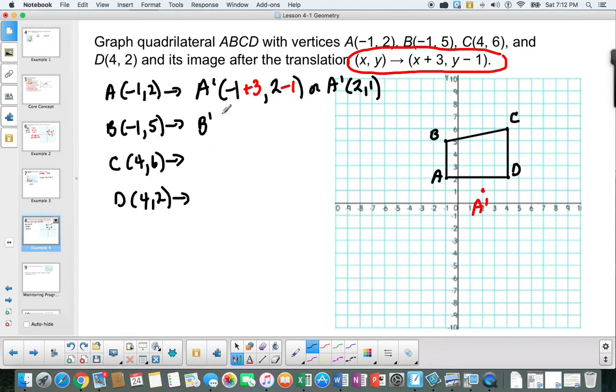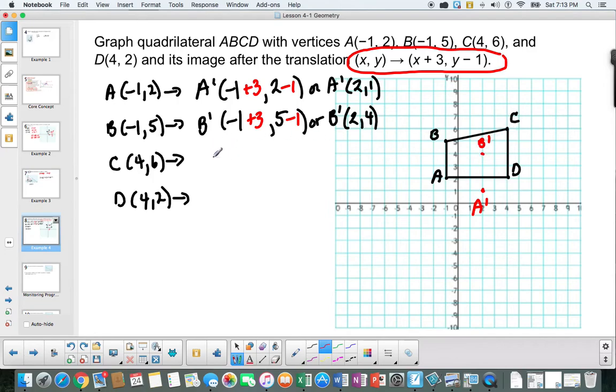B prime, I'm going to take -1. I'm going to add 3 to it, comma, and then 5, and then I'm going to take away 1. So my B prime will be 2, 4. So I'm going to go over here, and my B will be 2, and then up 4 here. So this will be my B prime right here.